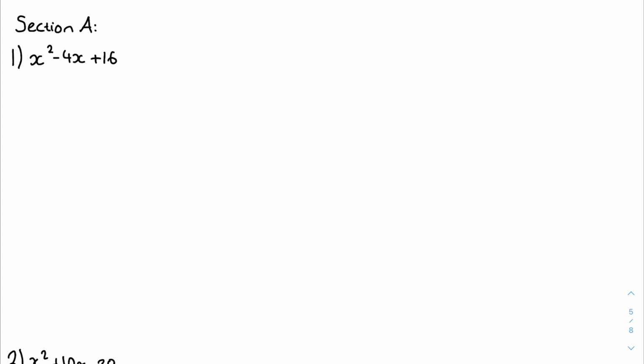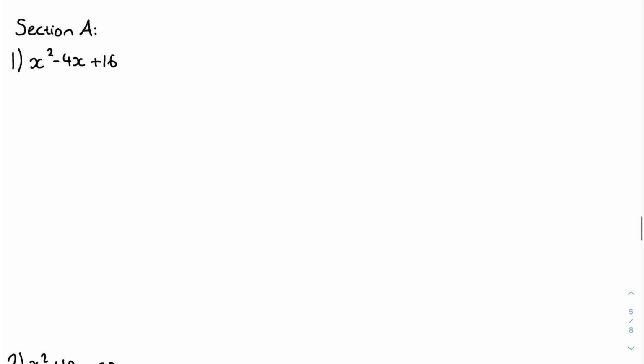So in this video, we're going through the worked solutions to the questions on completing the square. Section A asks us to complete the square for the following, giving the coordinates of their respective maximum or minimum point. So first of all here we have x squared minus 4x plus 16.